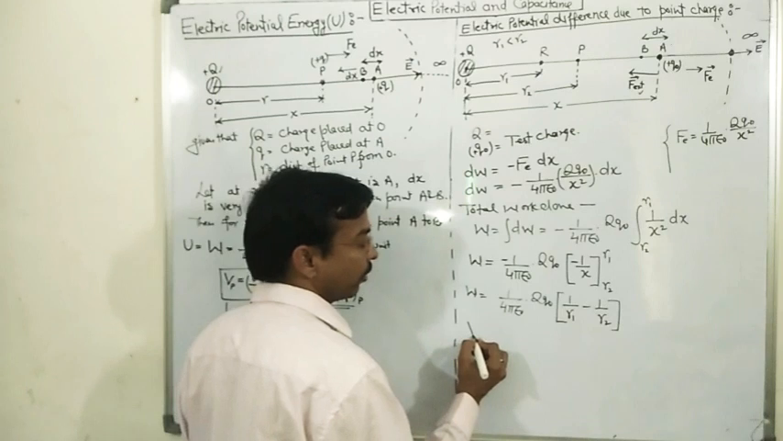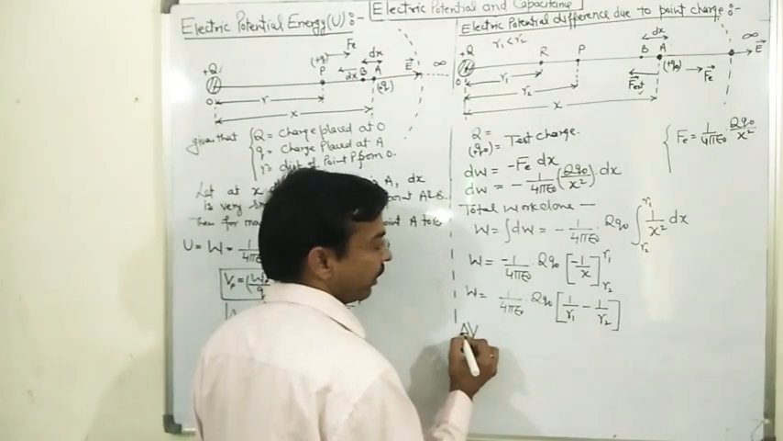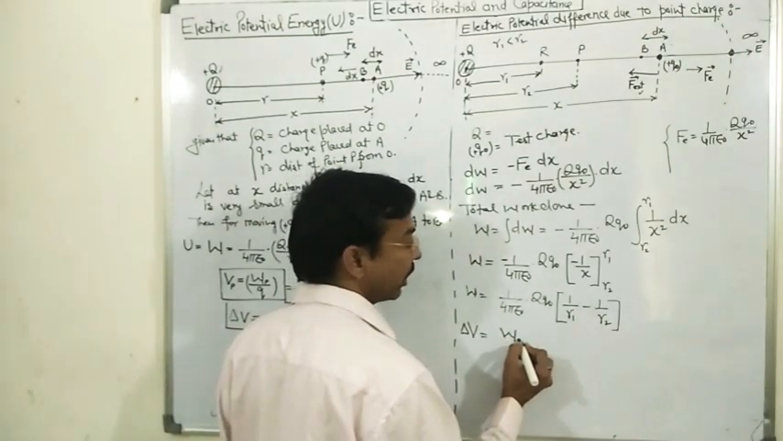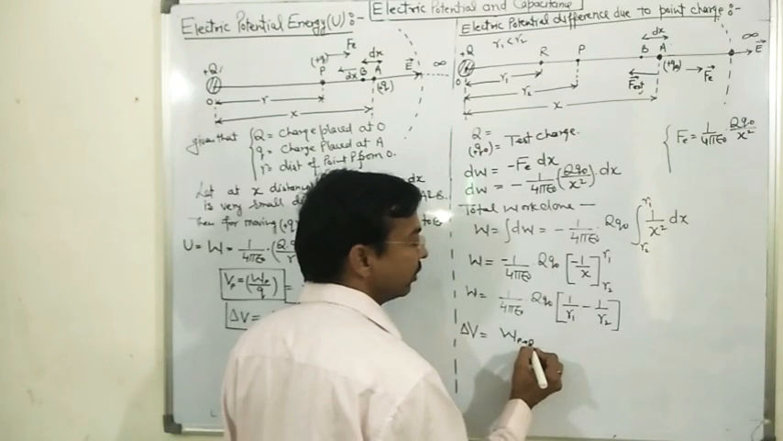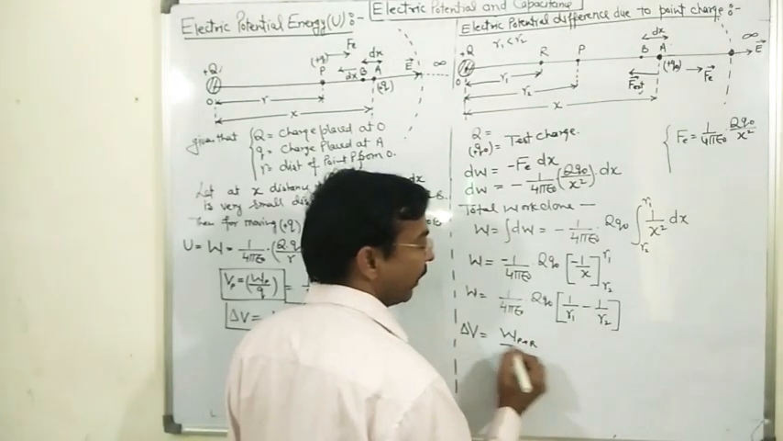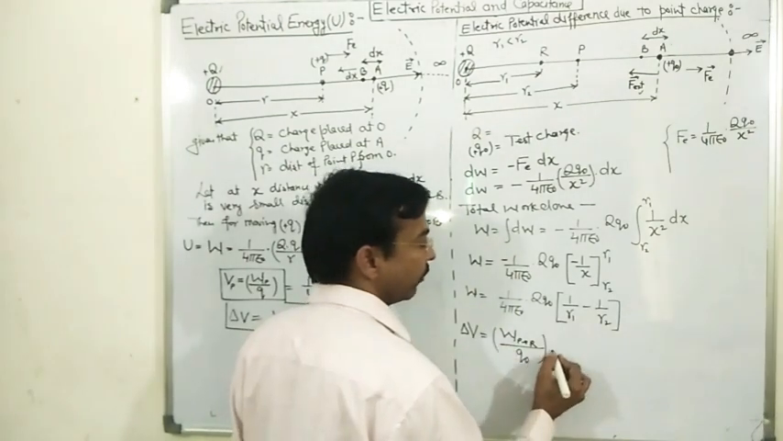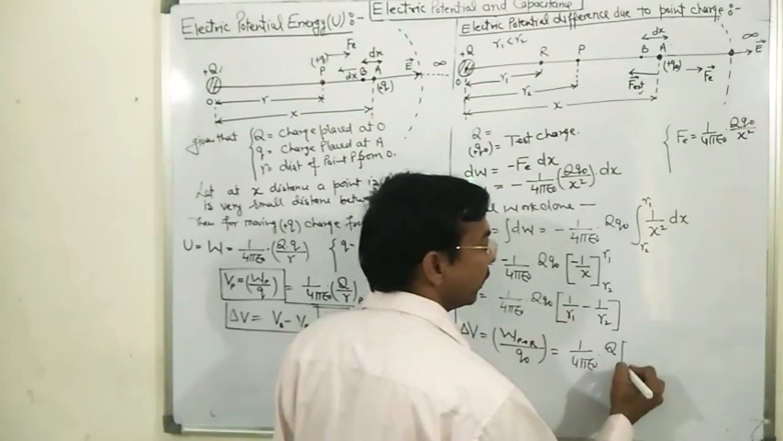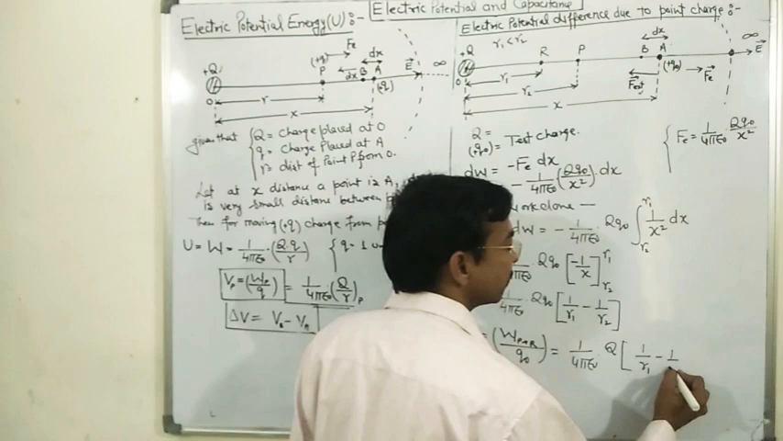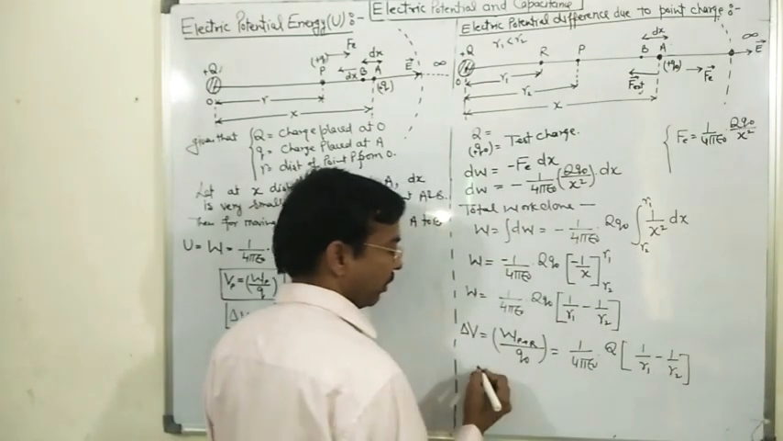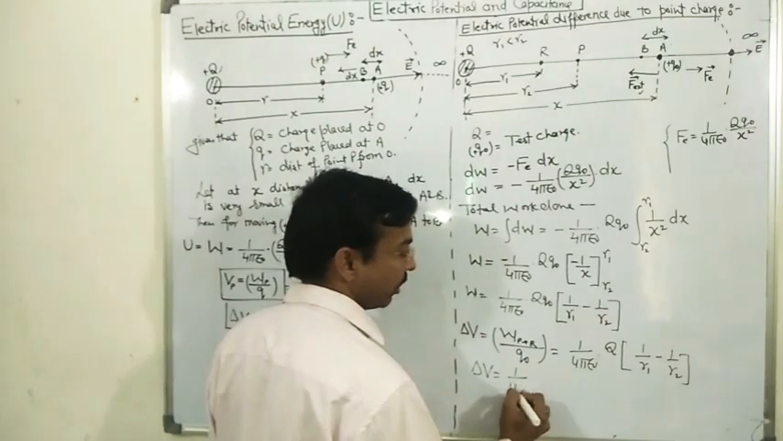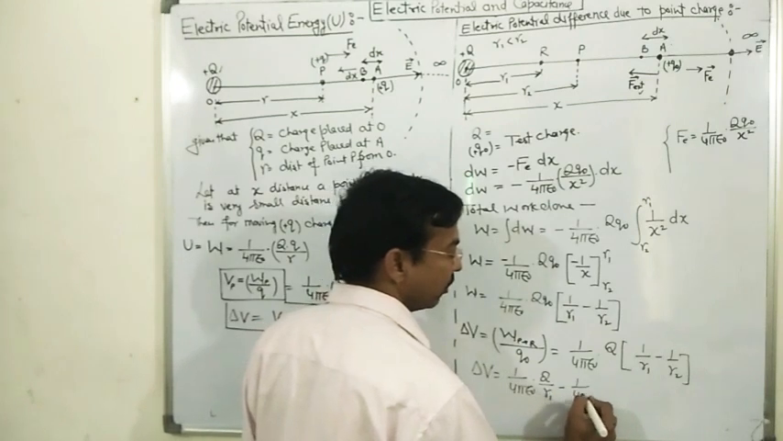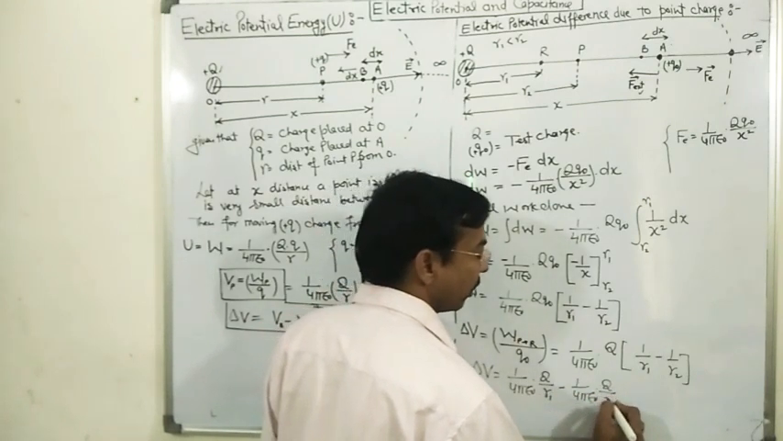So therefore, what will be the potential difference? It is represented by delta V, and is given as the work done to bring a test charge from point P to point R, divided by the test charge. Finally its result becomes 1 upon 4 pi epsilon naught Q, times (1 upon R1 minus 1 upon R2). When we multiply it, it becomes 1 upon 4 pi epsilon naught Q upon R1 minus 1 upon 4 pi epsilon naught Q upon R2.